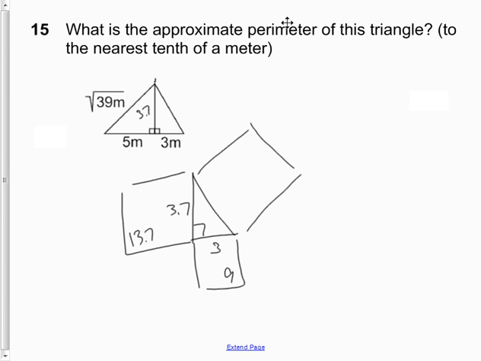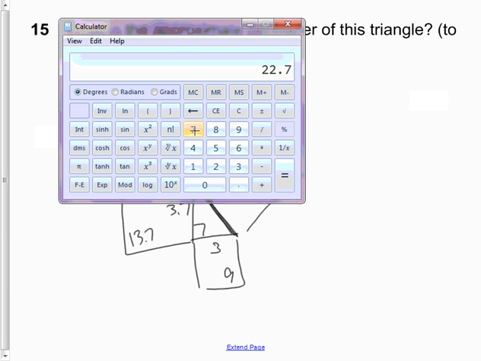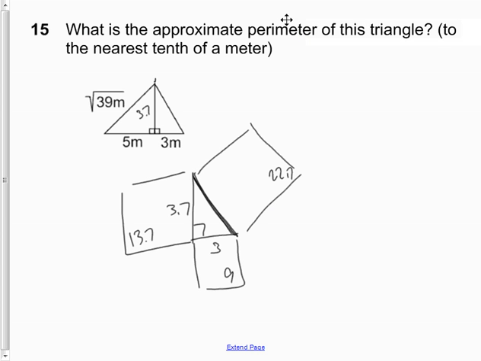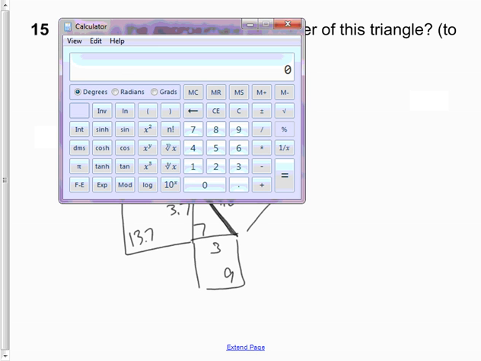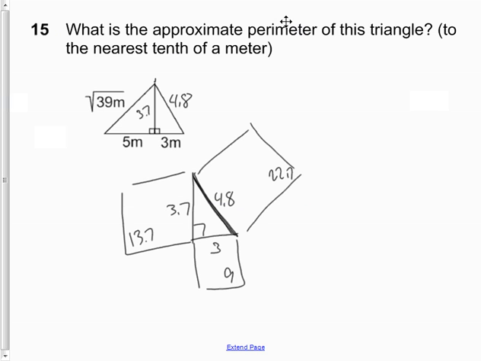9 goes here, which makes this roughly 22.7, which makes this side length approximately the square root of 22.7. The square root of 22.7 is roughly 4.8. Okay, so now this is 4.8. This is the square root of 39, which we think we said was 6.2. So the perimeter around the whole triangle would be 6.2 plus 4.8, which is 11, plus an additional 8. 11 plus 8 is 19.